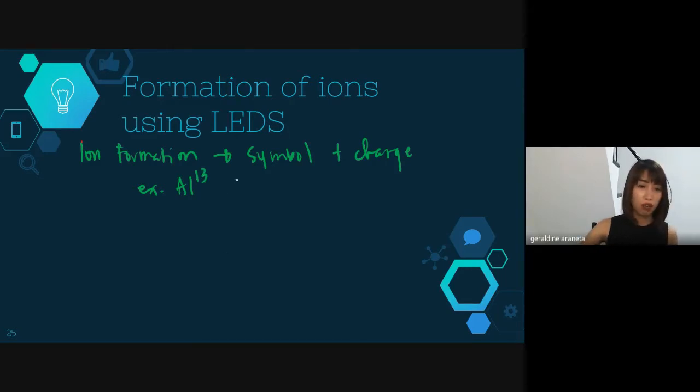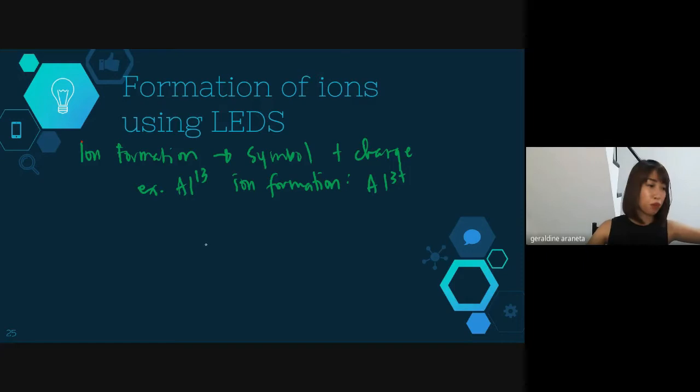If you're asked to write the ion formation of, for example, aluminum, aluminum 13, the ion formation is Al 3 positive, because the charge of aluminum is 3 positive according to the periodic table. This charge will be seen in the periodic table. It means the aluminum has given off or has lost 3 electrons.